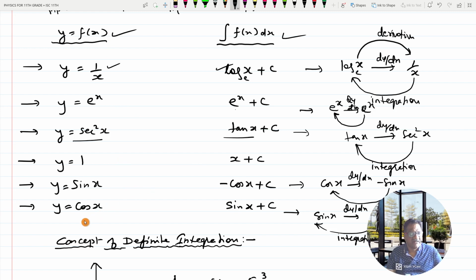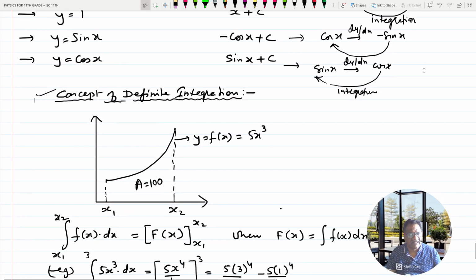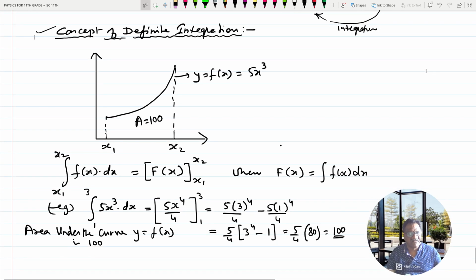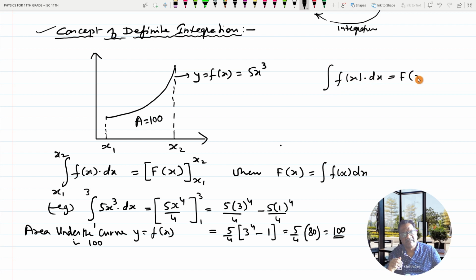Now we come to the next concept, which is known as the concept of definite integration. Now what is this definite integration? Definite integration is just an extension of indefinite integration. Okay, so suppose I write an indefinite integration in this way. Suppose this is the integral of f of x dx is equal to F of x, right? So how will I read this?